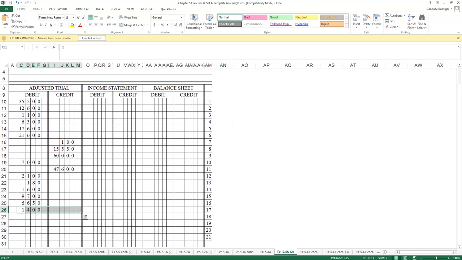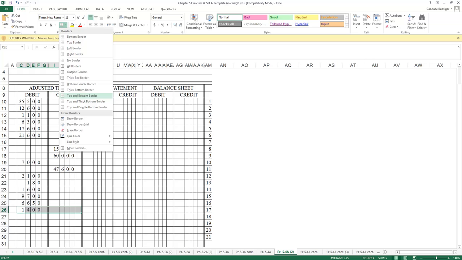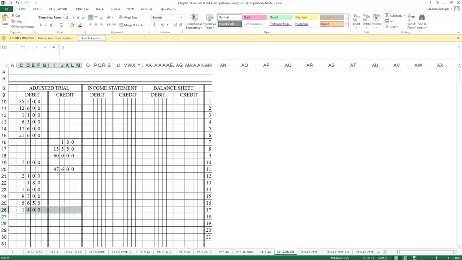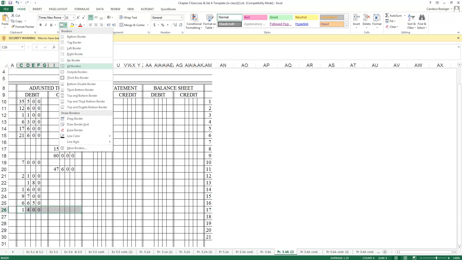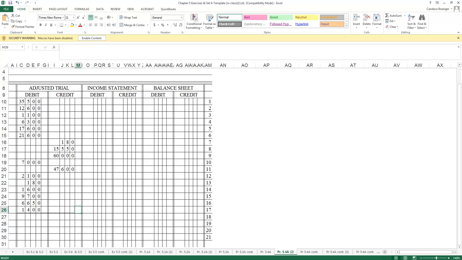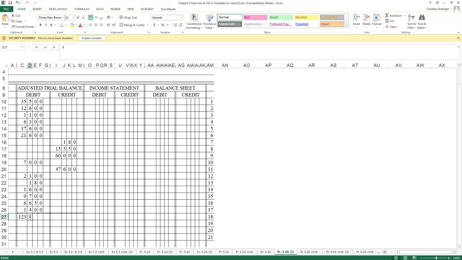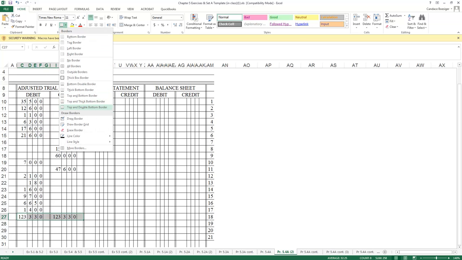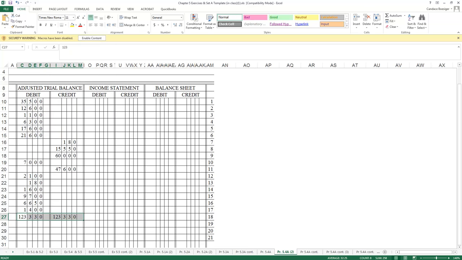So now I need to get some totals here. And if your balances don't match, you need to stop the video and figure out why they don't match. Do you have something in the debit column that belongs in the credit? Are your calculations off? You need to stop and figure that out right now.